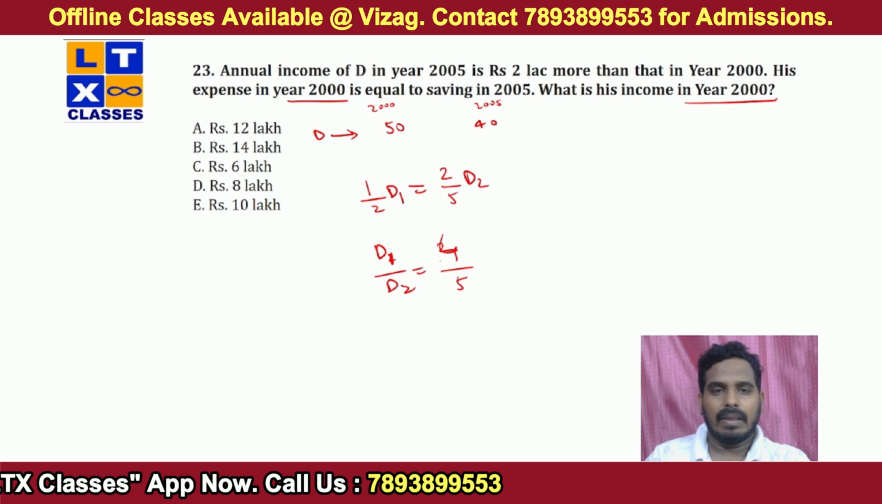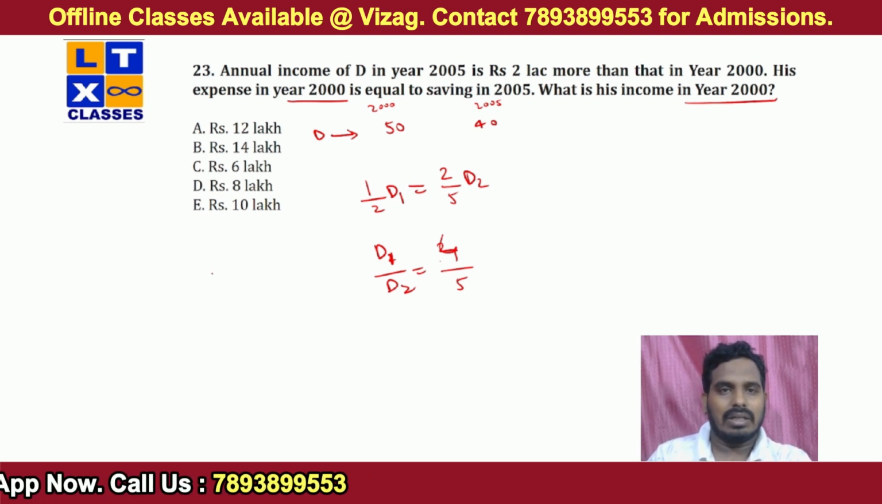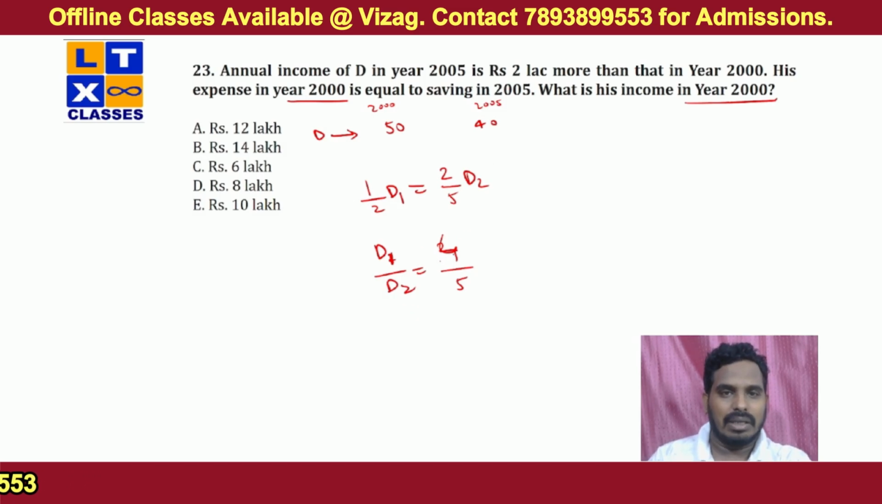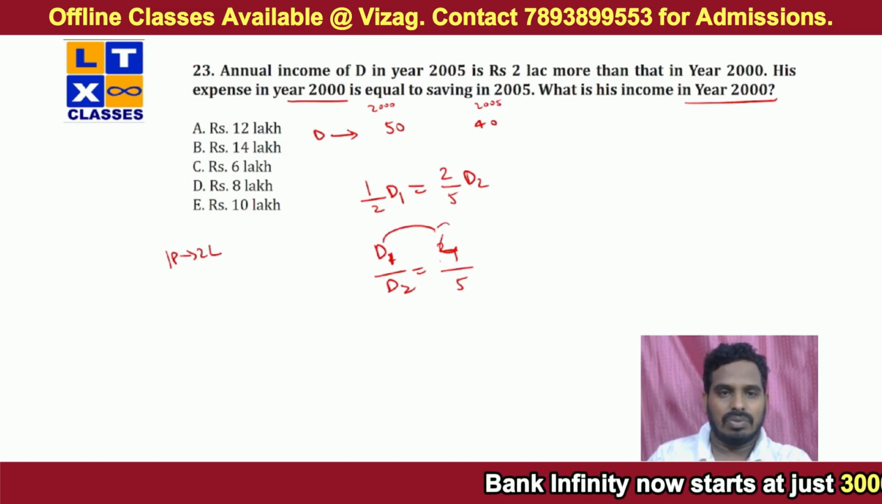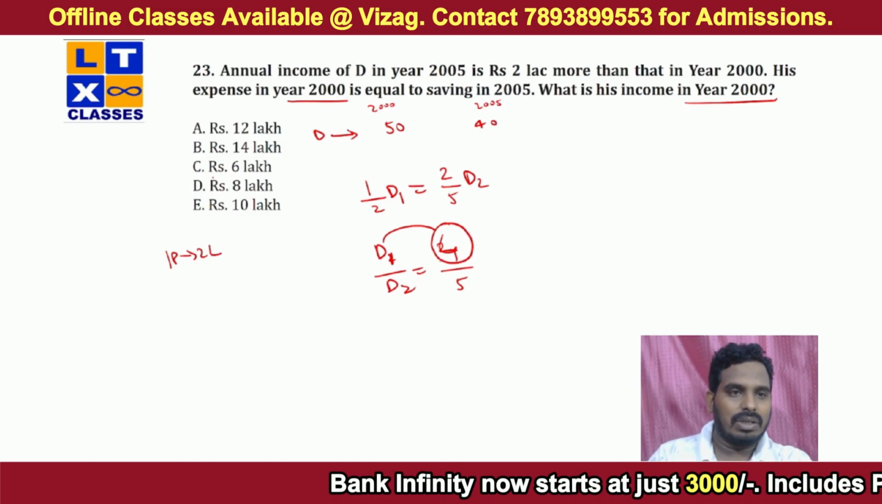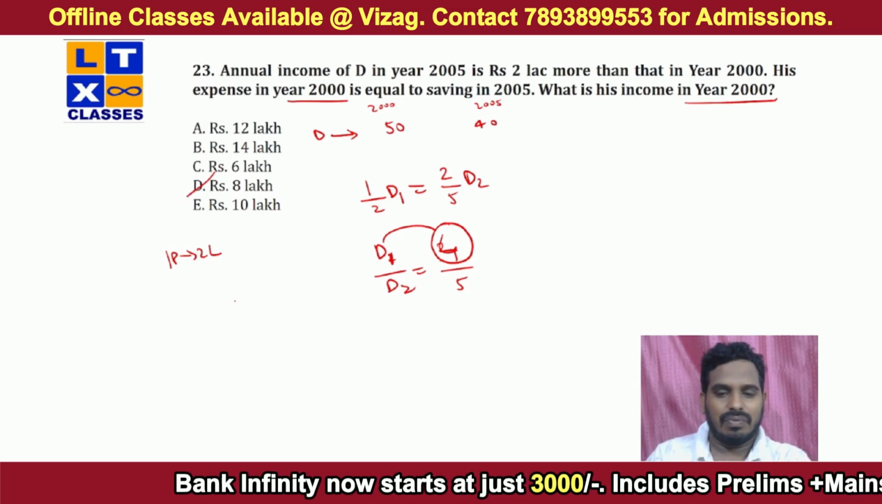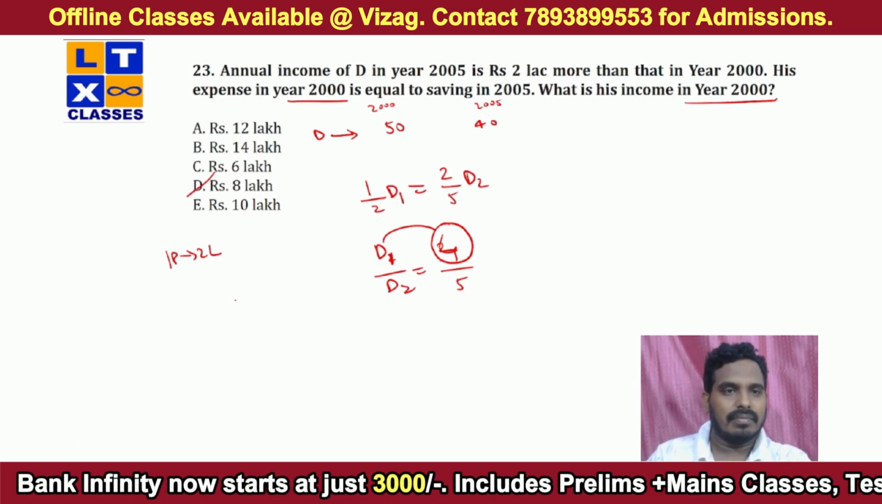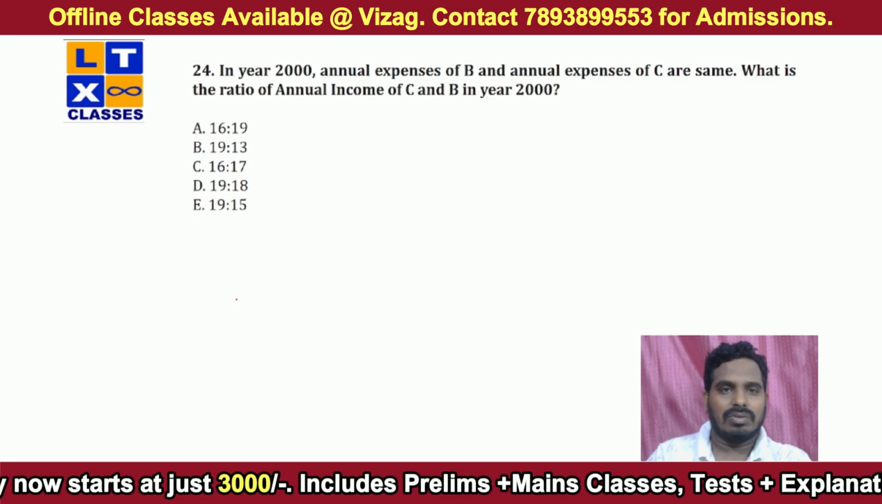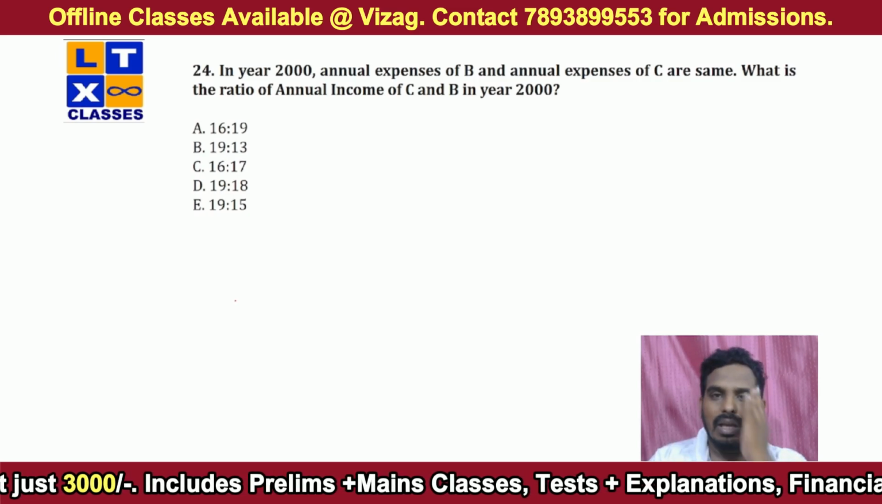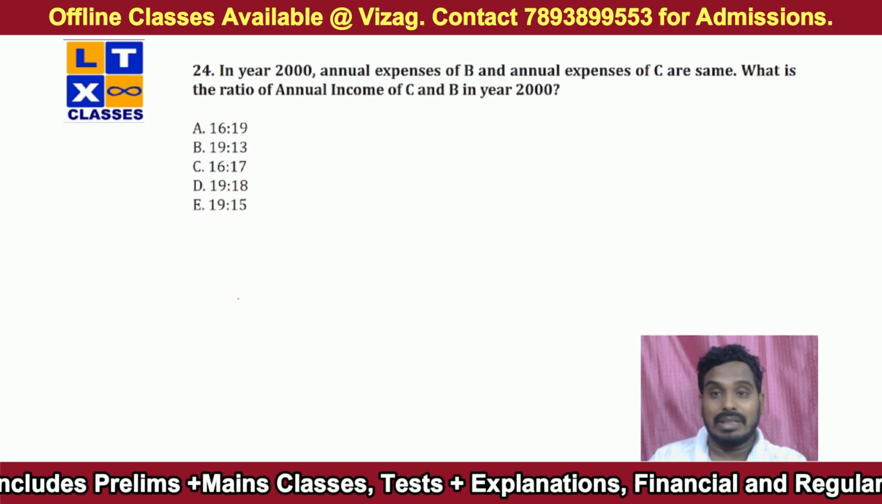4 by 5. Now, what were you asked to calculate? If the difference between both the incomes is 2 lakhs, right? So, one part is 2 lakhs. Now, you're asked to calculate the income of the year 2000, which is 4 parts. So, 4 into 2, 8 lakhs. Clear?